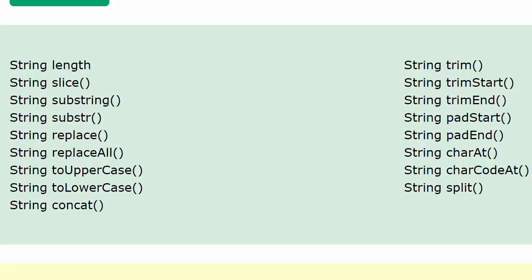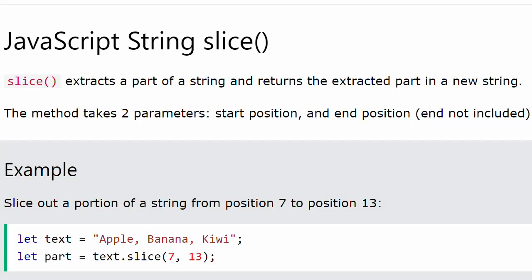JavaScript has a lot of methods. Let's study some of the most important and critical methods in JavaScript strings. JavaScript string has a method slice. So slice extracts a part of a string and returns the extracted part in a new string. The method takes two parameters, start position and end position. As an example, we have a text apple, banana, kiwi, and if you want to extract the part of this text from index number 7 up to index number 13, then it will print out banana.